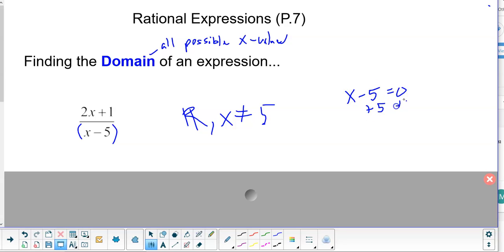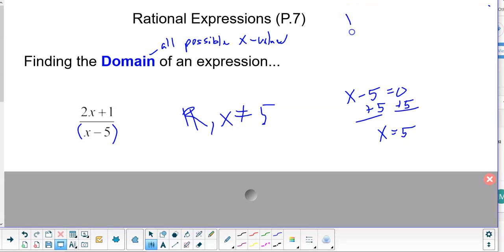So you add 5 and you get x equals 5. So x actually can't be 5 because if x was 5, 5 minus 5 is 0. You can't divide by 0, it's undefined. So it's pretty quick. You could look at the denominators of a problem and figure it out.